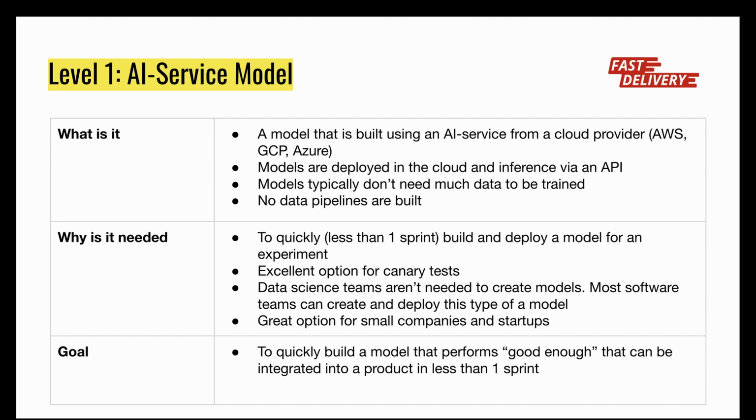Your goal at this level is to create and deploy a model as quickly as possible, ideally in less than one sprint. This can be achieved by using an AI service model or AutoML from one of the major cloud providers. You shouldn't build any data pipelines for these models, just grab a reasonable subset of your data and upload it to a bucket for the AI service to consume.